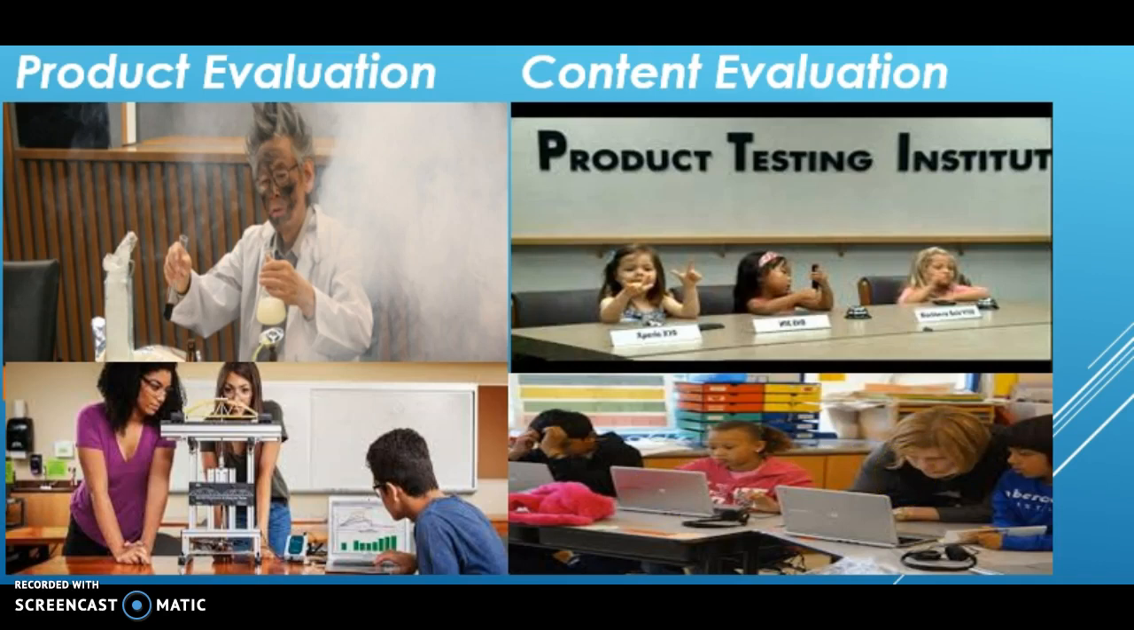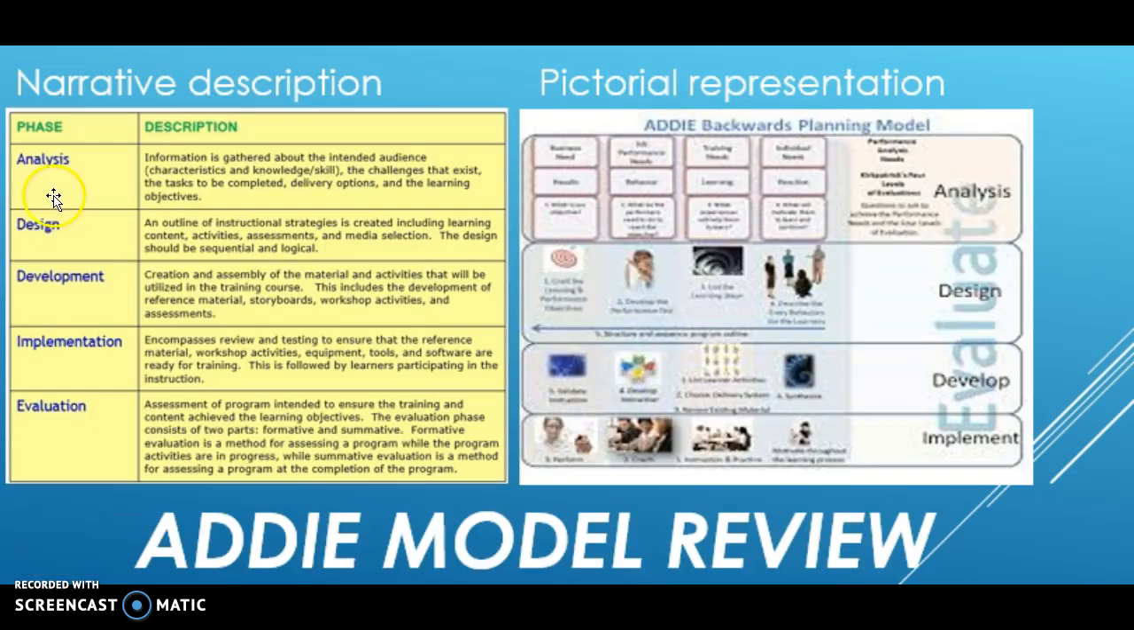And just as a quick review, let's look at the Addie model again. It tells you the Addie model for analysis. Information is gathered about the intended audience. This is where the needs analysis is done. The design, where you go ahead and you make your plan. It's like you're creating your blueprint now. You're building a house. Here is the developmental stage.